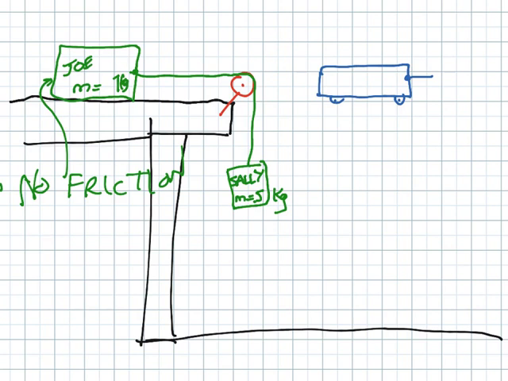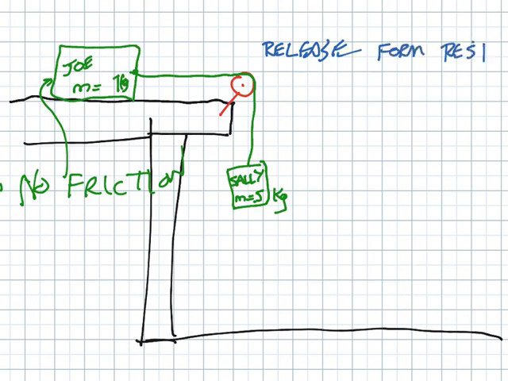So the question is, if I release the system from rest, what's it going to do? Specifically, let's figure out what the acceleration of Sally is going to be, and then also, possibly, what's the tension in the string?